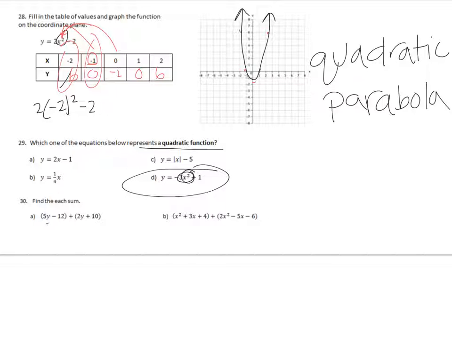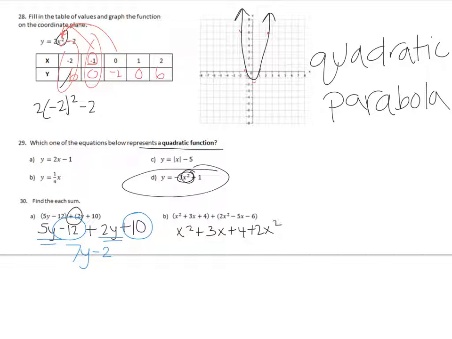Number 30, find each sum. 5y minus 12 plus 2y plus 10. So you add your y's and your constants. Same thing right here, write it without parentheses. x squared plus 3x plus 4 plus 2x squared minus 5x minus 6. Add your coefficients for x squareds. Add your x's. Add your constants. And there's your answer.